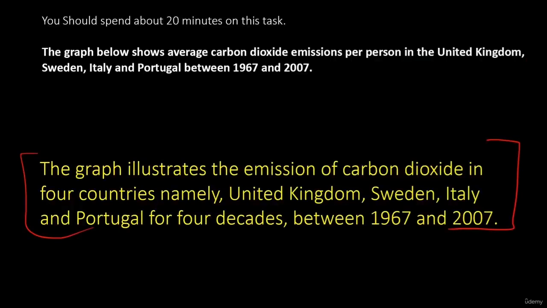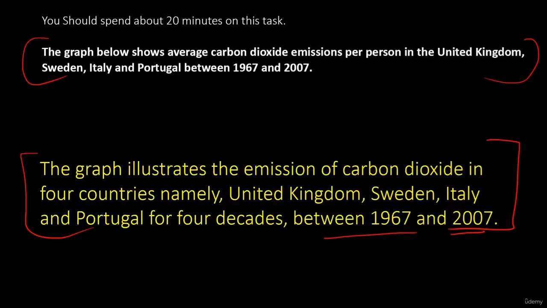The graph illustrates the emission of carbon dioxide in 4 countries, namely United Kingdom, Sweden, Italy, and Portugal, for 4 decades between 1967 and 2007. What have I done in this case? Now look, I have included all the information required from the question and from the graph, and I have written it in different words. You know what I mean by that? Paraphrased it. If I just directly copy-paste here, it's not going to work.